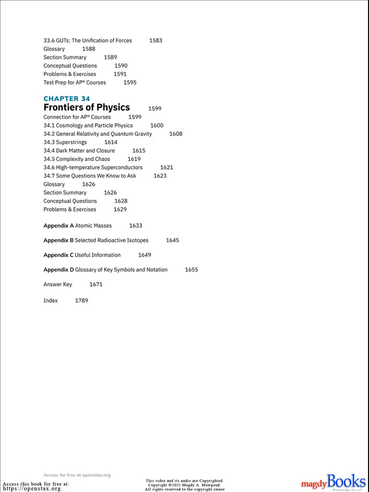34.5. Complexity and chaos. 34.6. High temperature superconductors. 34.7. Some questions we know to ask. Glossary. Section summary. Conceptual questions. Problems and exercises. Appendix A. Atomic masses. Appendix B. Selected radioactive isotopes.